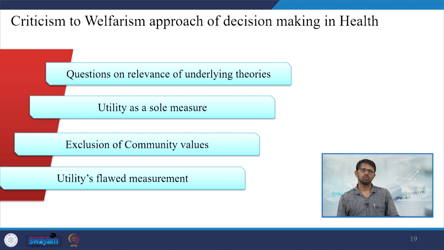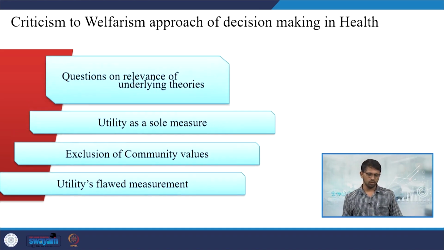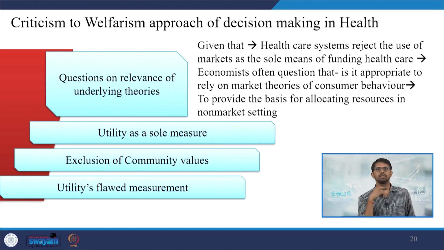Criticisms are discussed through questions on relevance and underlying theories, utility as a sole measure, exclusion of community values, and utilities as flawed measures. We start with the relevance of underlying theories. This suggests that healthcare systems reject the use of markets as the sole means of funding healthcare. Economists often question whether it is appropriate to rely on market theories of consumer behavior to provide the basis for allocating resources in a non-market setting.